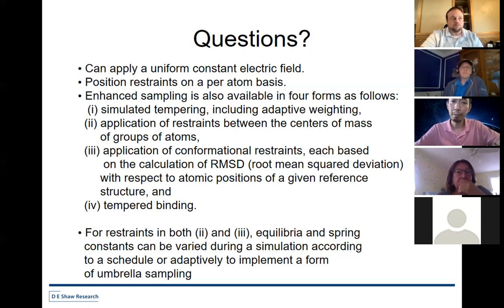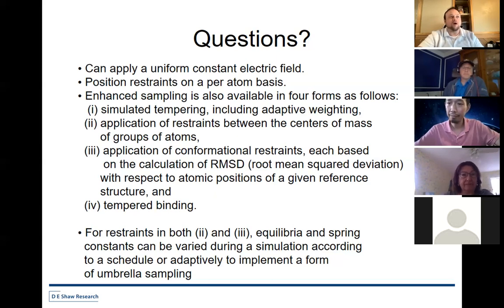You can apply restraints to the centers of masses of groups of atoms, as well as the distances between centers of masses. You can apply conformational restraints or RMSD restraints. And for all of these restraints, you can also pair that together with TSS. So for example, if you were to do it to the target value of the RMSD or the distance restraint, that would be like umbrella sampling. You can also change the force constants if you want. And then you can also do tempered binding, which is what I just talked about.